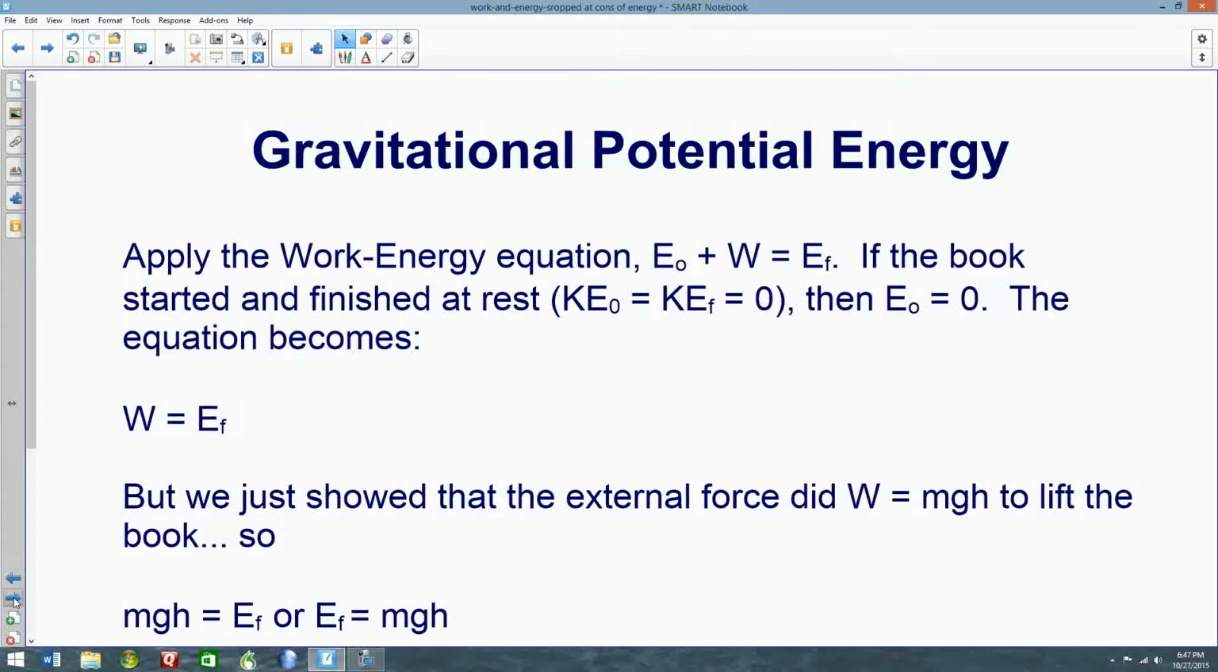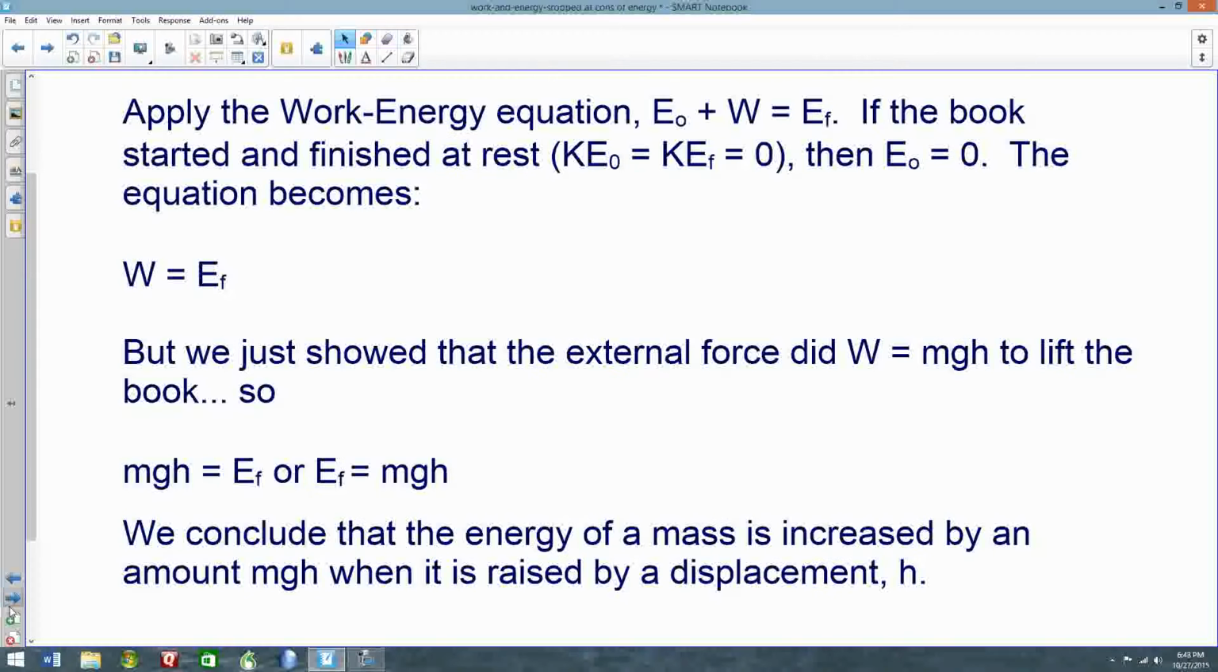If we apply the work-energy theorem to this, the initial energy plus the work done is equal to the final energy. If the book started and finished at rest, that means that we have no kinetic energy, and that means that the initial energy had to be 0. Then our equation becomes the work is equal to the final energy. But we just showed that the external force did work mgh, lifting the book. So that means that the final energy is equal to mgh. We conclude that the energy of the mass is increased by an amount mgh when it's raised by a displacement h.